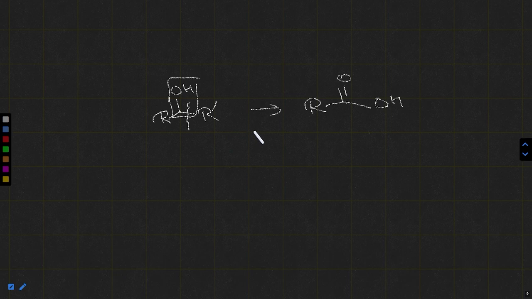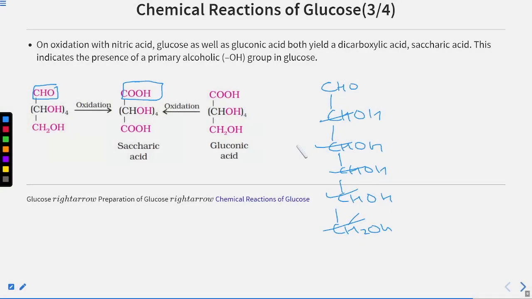So we will not move to the harsh conditions. It can be done with the help of harsh condition and a strong oxidizing agent. But we will stick to this method only right now, where we will oxidize our primary alcohol and our aldehyde only. So primary alcohol and aldehyde can be easily oxidized to carboxylic acid.